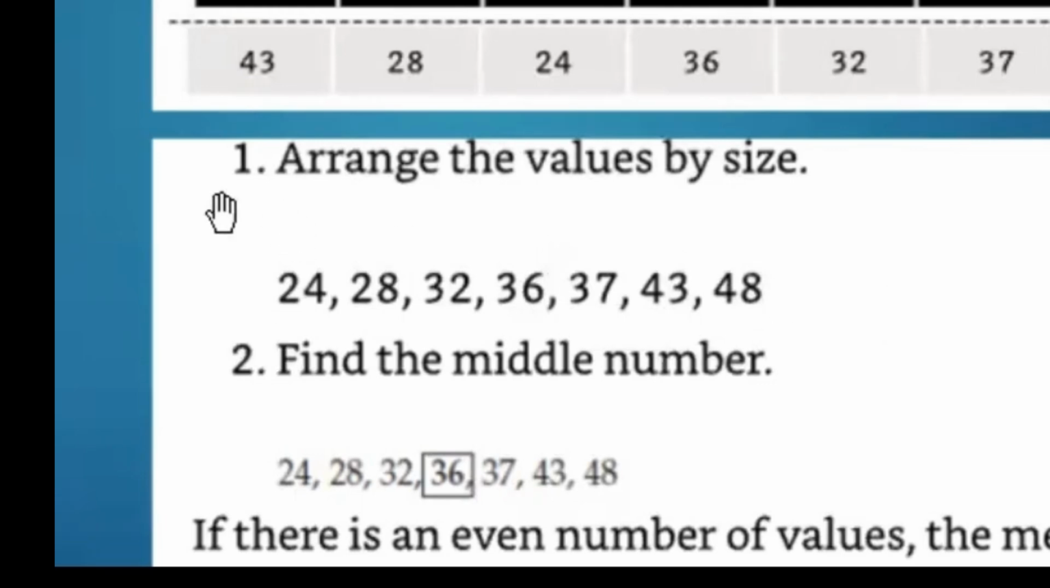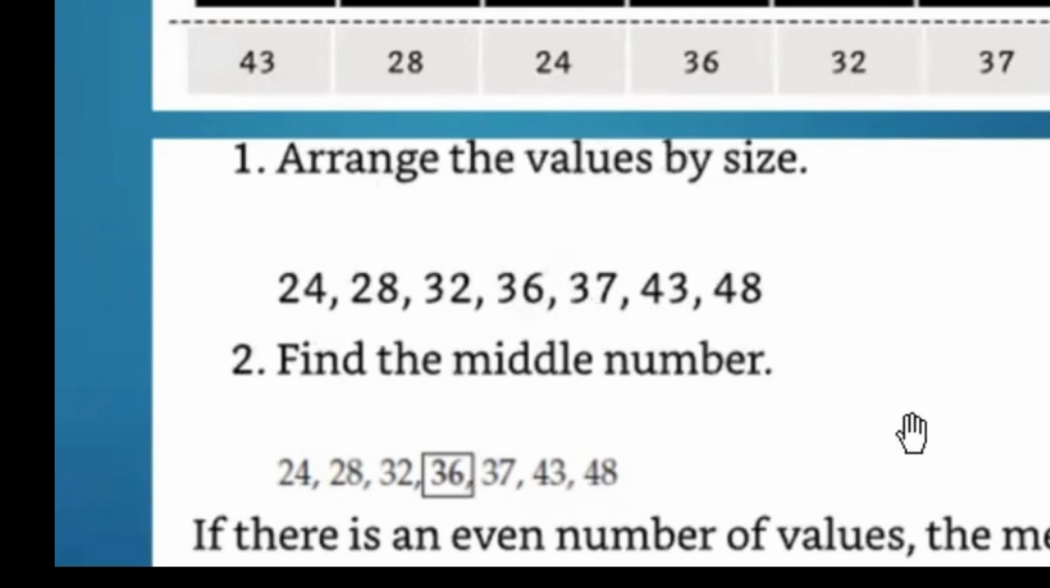So we've counted our values, 1, 2, 3, 4, 5, 6, 7, and we've decided that we have 7 numbers here. 7 is an odd number. And that's great because our median is going to be the number right in between.